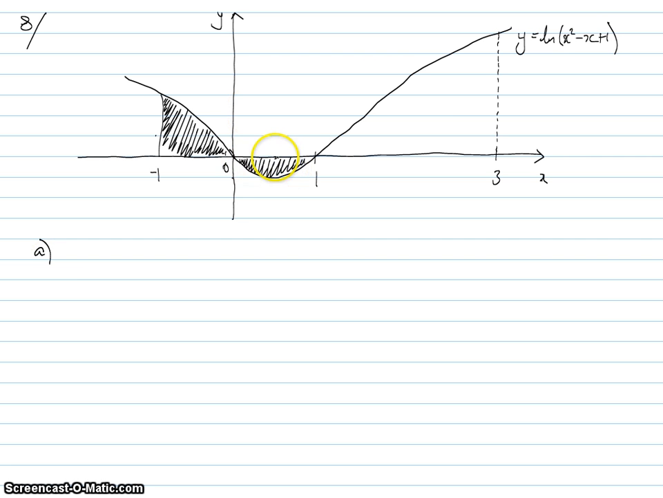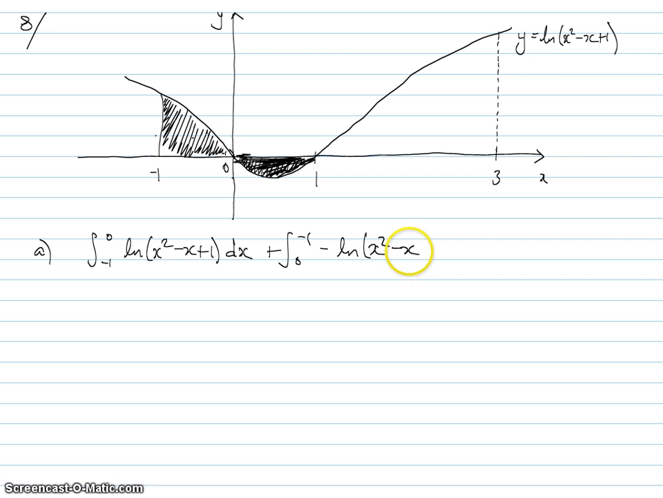That is, we need to recognize that if we just integrated it, this part here would come out as a negative. So when you added it to this, you would get an area less than what the actual area is. So we want the integral from -1 to 0 of this area, so this is ln(x^2 - x + 1) dx, and then to that we want to add the negative of this area. So this is negative ln(x^2 - x + 1) dx.